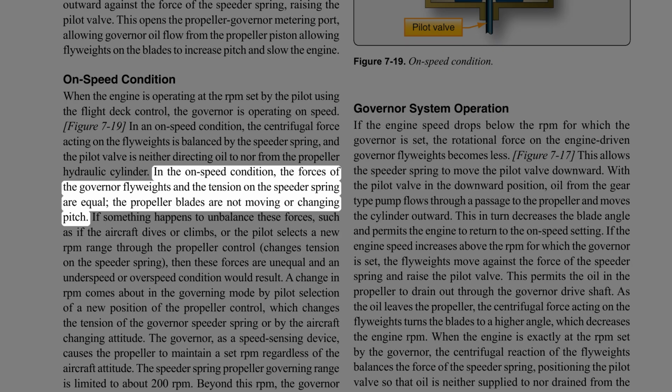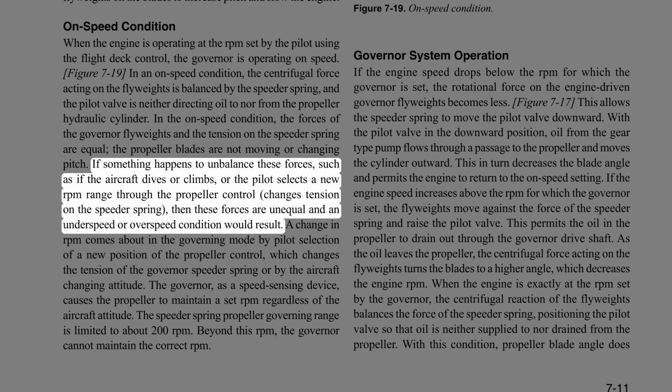In the on-speed condition, the forces of the governor flyweights and the tension on the speeder spring are equal. The propeller blades are not moving or changing pitch. If something happens to unbalance these forces, such as if the aircraft dives or climbs, or the pilot selects a new RPM range through the propeller control, which changes tension on the speeder spring, then these forces are unequal and an underspeed or overspeed condition would result.